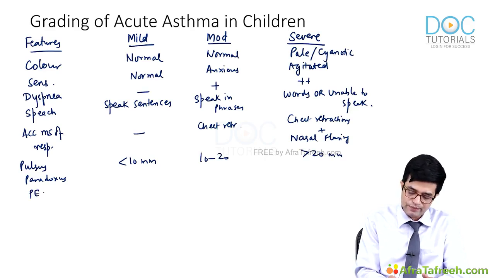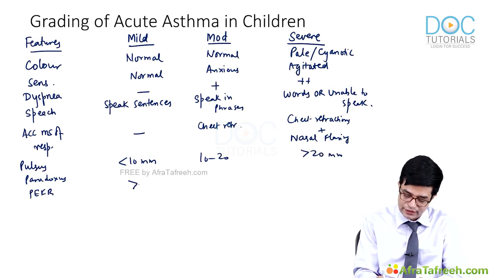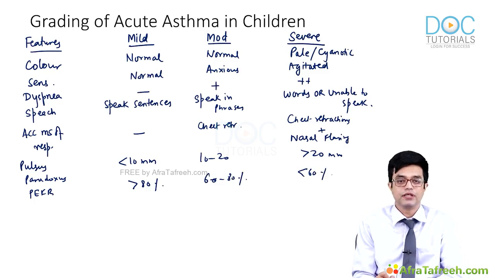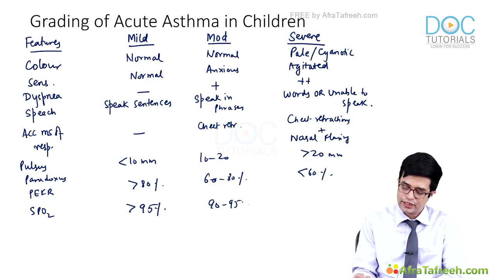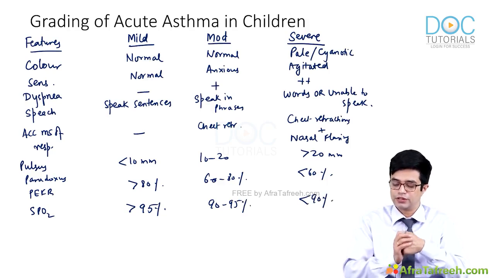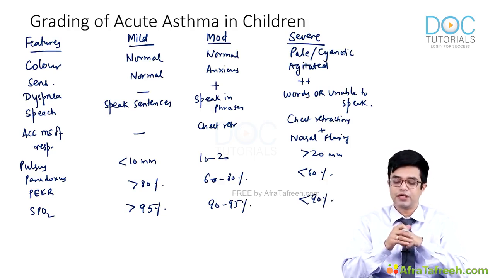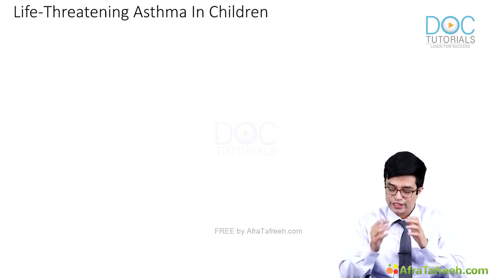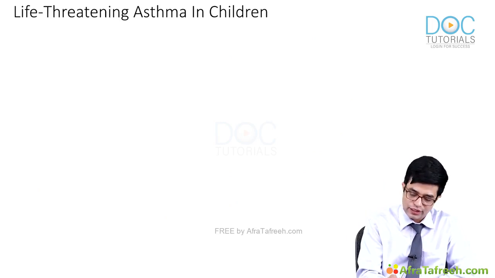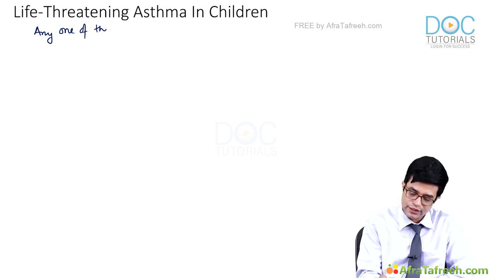Peak expiratory flow rate, it is more than 80% in mild asthma, 60 to 80% in moderate and less than 60% in case of severe asthma. And SpO2, it is more than 95% on room air. It is 90 to 95% on room air. Here hypoxia is present, less than 90% on room air. So this is mild, moderate and severe asthma in case of children. Next we come to life-threatening asthma in case of children. What is life-threatening asthma? According to OP Ghai, any child with asthma having any one of the following is labeled as life-threatening asthma.